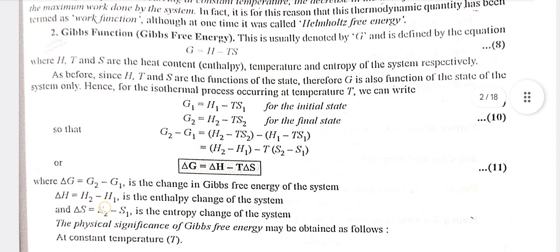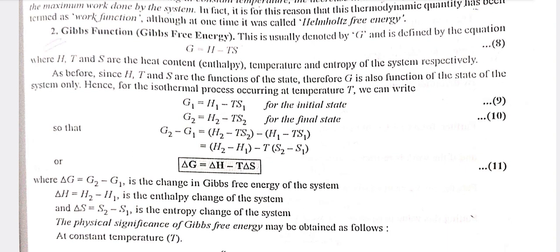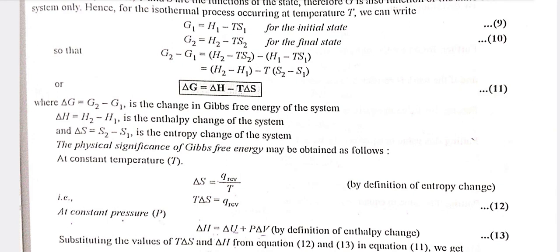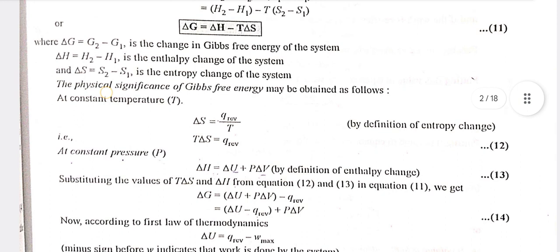Hence, for an isothermal process occurring at temperature T, we can write G1 = H1 - TS1 for the initial state, and G2 = H2 - TS2 for the final state. G2 - G1 = (H2 - TS2) - (H1 - TS1) = (H2 - H1) - T(S2 - S1). So ΔG = ΔH - TΔS, where ΔG = G2 - G1 is the change in Gibbs free energy of the system, ΔH = H2 - H1 is the enthalpy change of the system, and ΔS = S2 - S1 is the entropy change of the system.